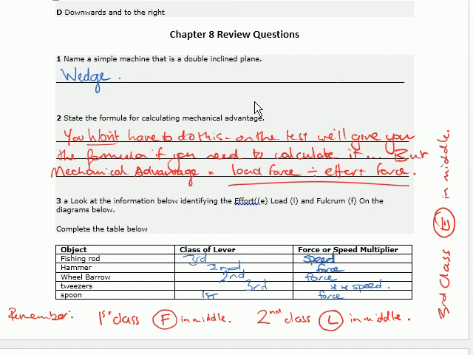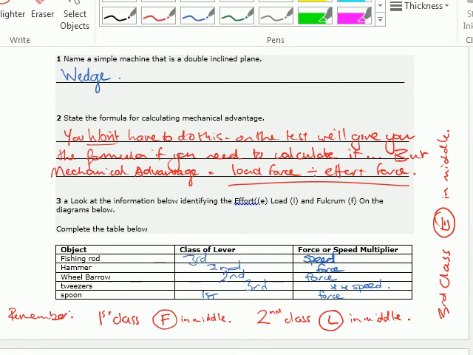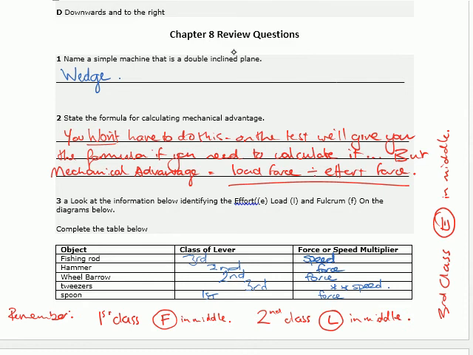Now we're getting to the simple machines part of our revision. The first question asks, what is a machine that is a double inclined plane? Now you'll remember an inclined plane is something that is like a ramp. So this would be an inclined plane. The person walking up the hill is using this ramp to get up the hill.